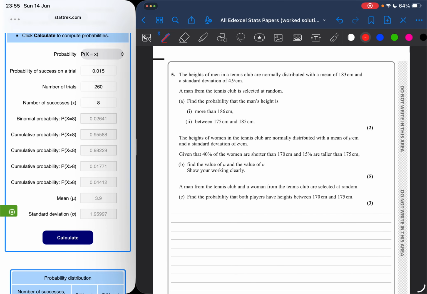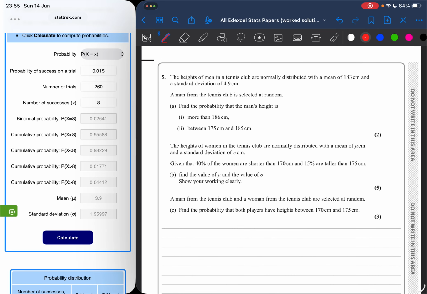No, it's not. So penultimate one. What have we got? Heights of men in a tennis club are normally distributed with a mean of 183 and standard deviation 4.9. So H is distributed normally with 183 and 4.9 squared. Find the probability that a man's height is more than 186. So H more than 186.